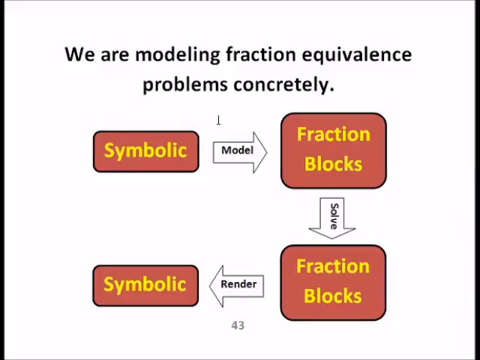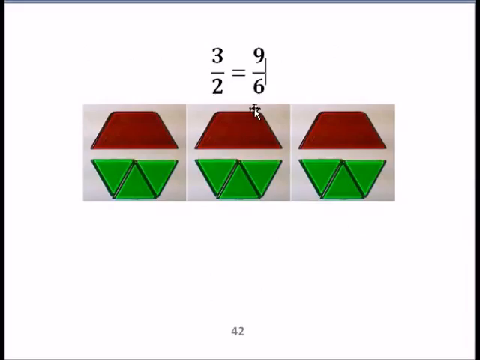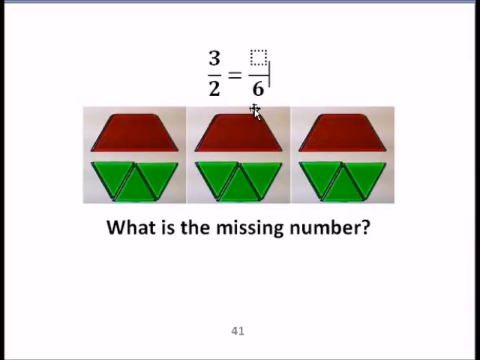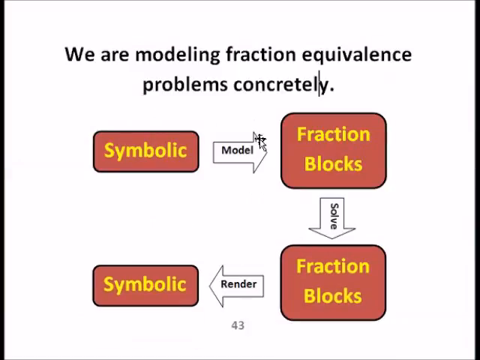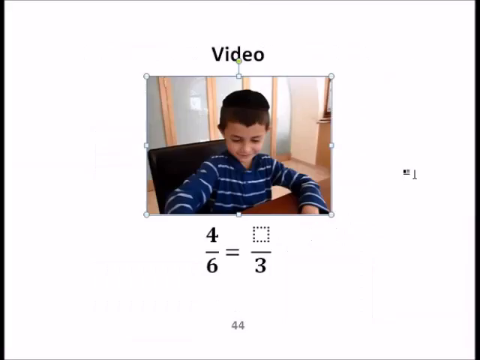The problem is expressed in symbolic format. We say 3/2 equals how many 6. We then transfer the problem to a problem using fraction blocks. How many green equals the number of red? We solve using the fraction blocks, and then we answer the problem. We provide the symbolic answer.